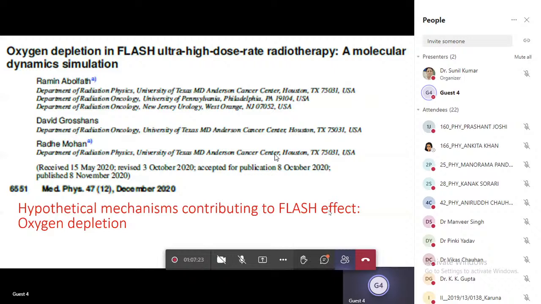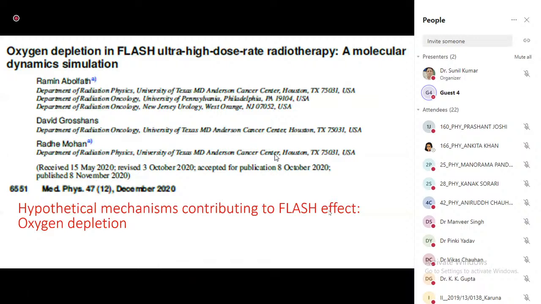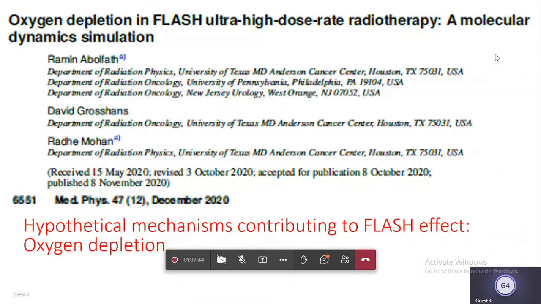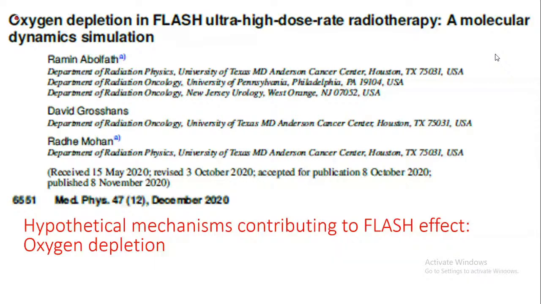To examine the occurrence of hypothetical mechanisms at flash dose rates, such as oxygen depletion, we propose an approach at the nanoscale and simulated the formation of non-reactive oxygen species from interacting reactive oxygen species. Such exotic models, as we proposed at the atomistic level, would have practical applications in medical physics. And this is the topic of this present talk.